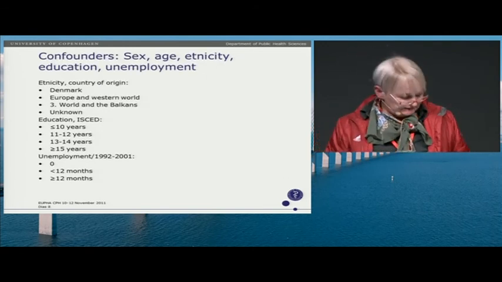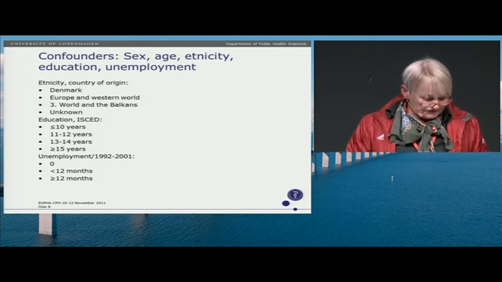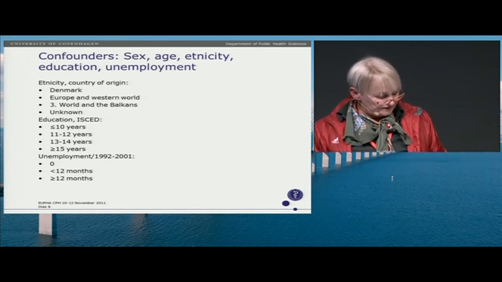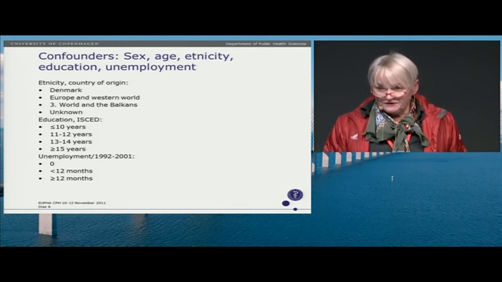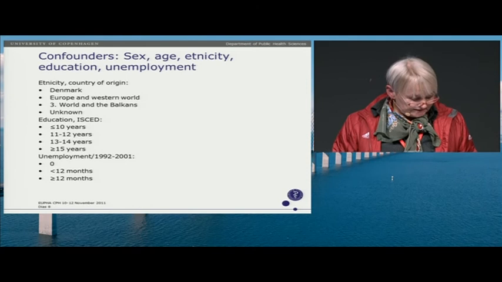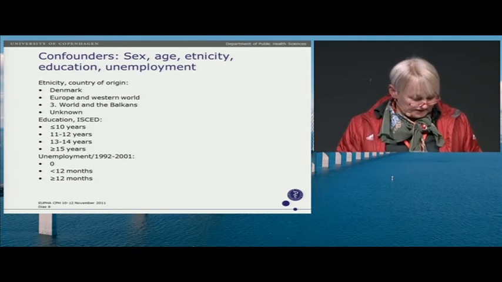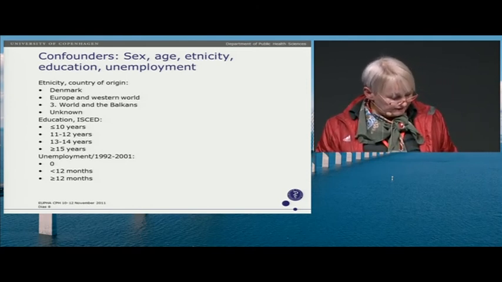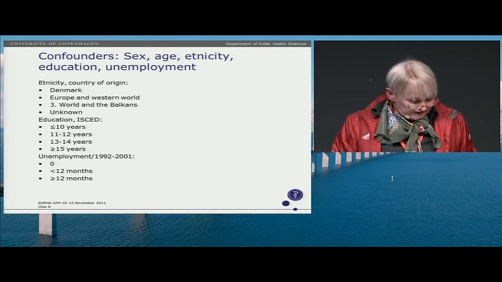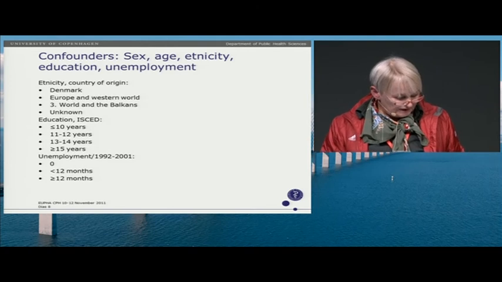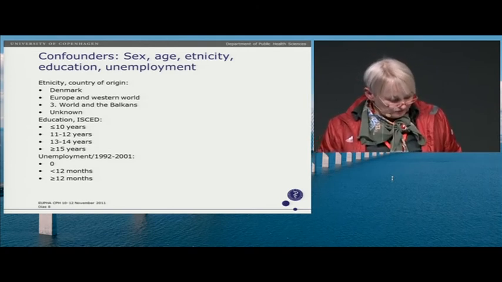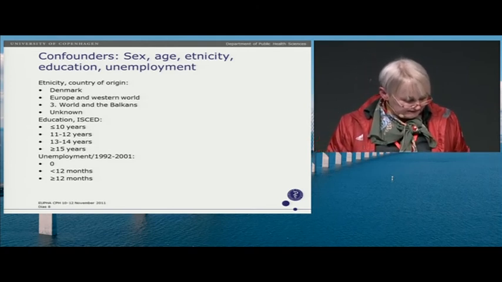Confounders. As confounders, we included sex, age, education, unemployment, and ethnicity based upon country of origin. Analysis were stratified for sex, and age was entered as a continuous variable. Ethnicity comprises 4 categories of country of origin, namely Denmark, Europe and Western world, Third World and the Balkans, and unknown.